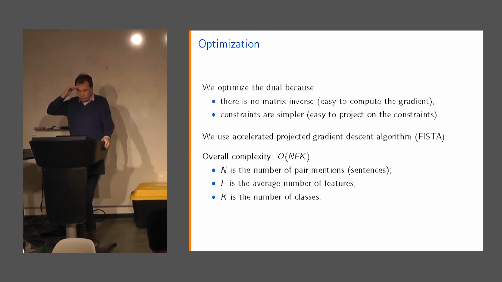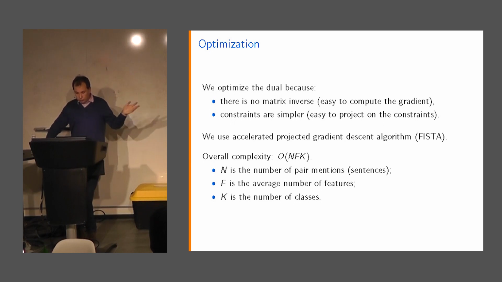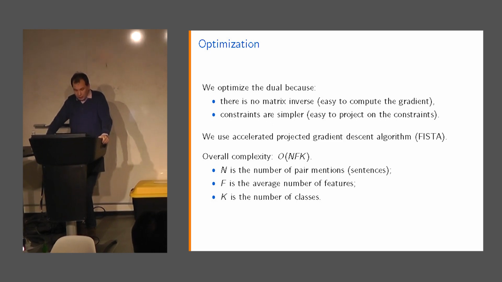And so it's possible to use an accelerated projected gradient descent algorithm, sometimes referred to as FISTA. The complexity of one iteration of this algorithm is O(NFK), where N is the number of sentences, F is the average number of features used to describe a sentence, and K is the number of classes.